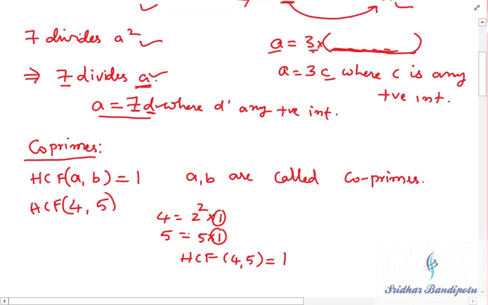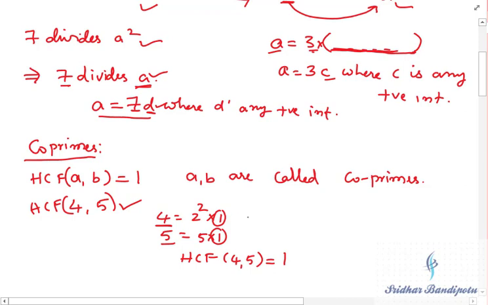Is it clear? Most students think coprimes are nothing but prime numbers. No. See, 4 is not a prime number, it is a composite number. Of course, 5 is a prime number. But when you take the combination of 4 and 5, you get the HCF as 1. So whenever the HCF of two numbers equals 1, whatever two numbers you take, such numbers are called coprimes. 4 and 5 are called coprimes.